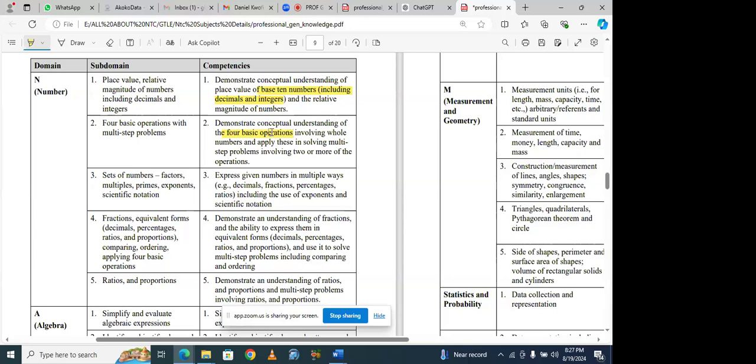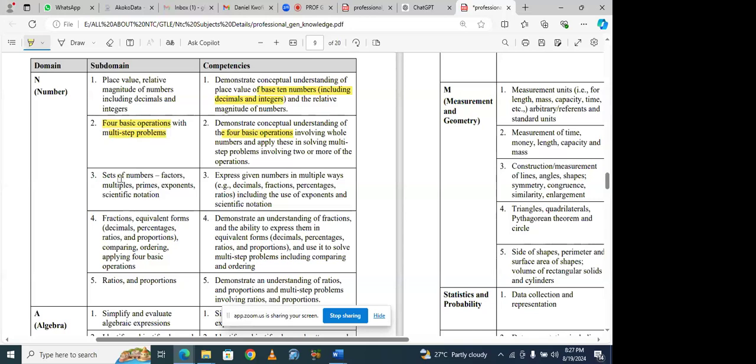All right, so next we'll be looking at the 4 basic operations. When we say the 4 basic operations, we are simply referring to addition, subtraction, multiplication, and division. But this time around, we are going to apply them in multi-step problems. Is that okay? We are going to look at the 4 basic operations in multi-step problems or word problems.